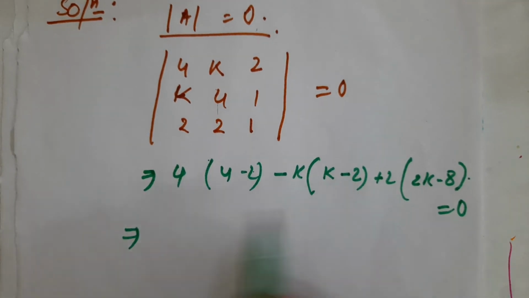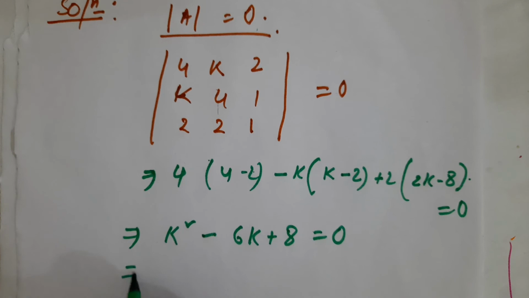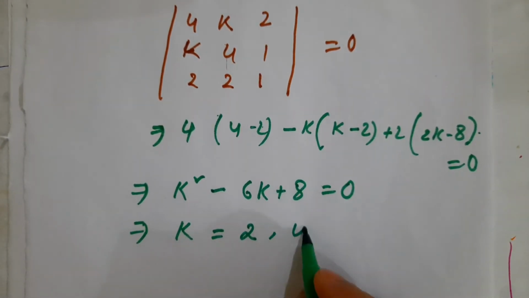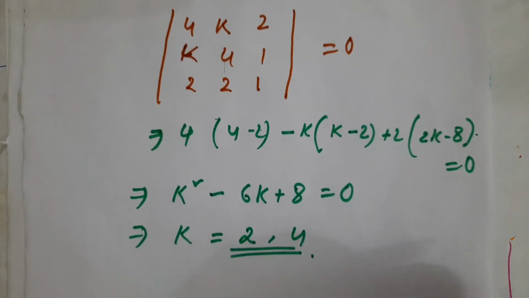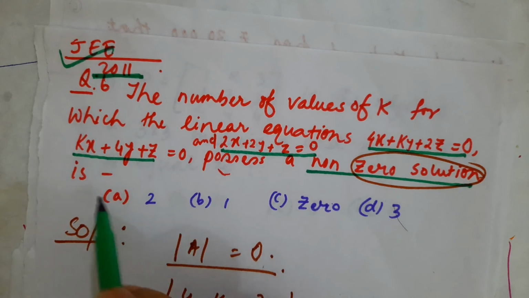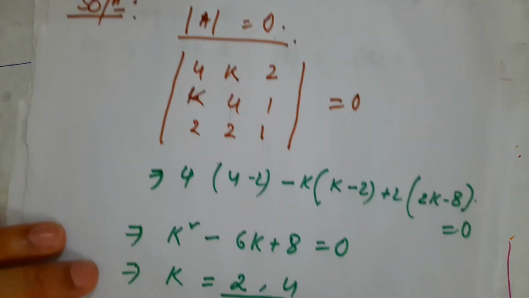On solving this equation we get k square minus 6k plus 8 equal to 0. Therefore the value of k will be 2 and 4, but in our options the value of k is given as 2. So option A will be the correct one.